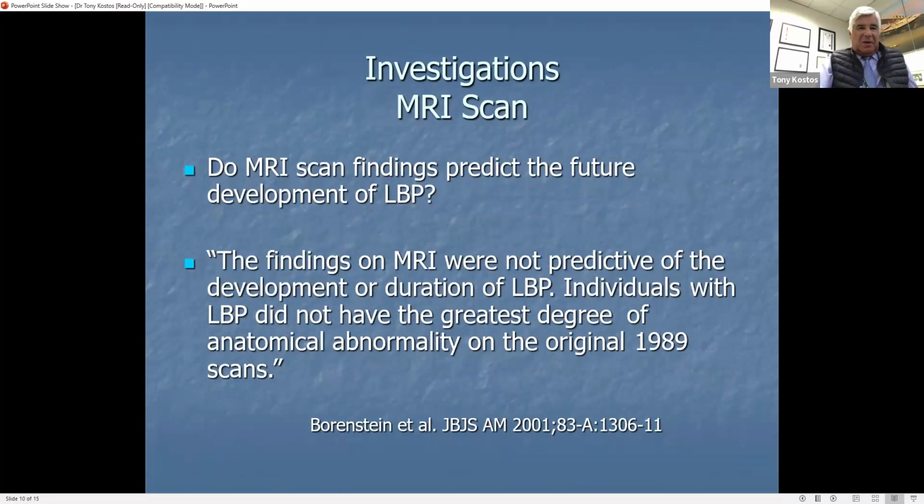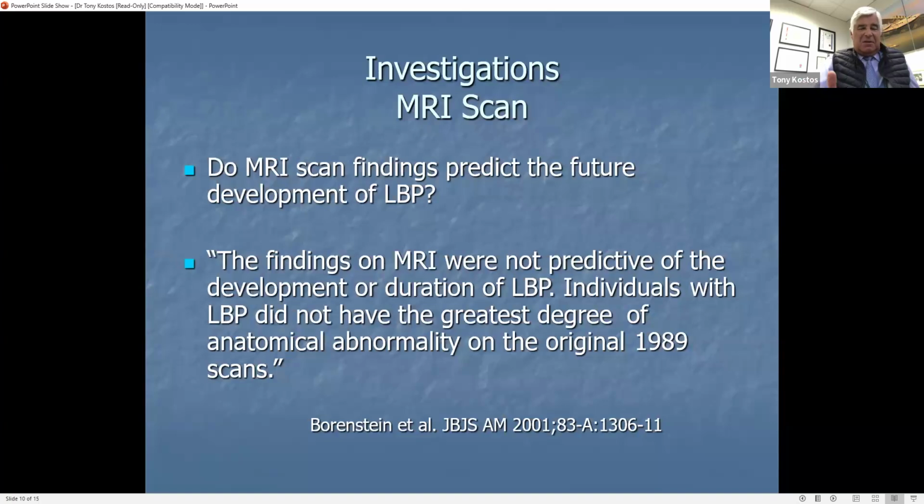So there's been a lot of research into whether MRI scans or any other tests that we do can predict the future development of low back pain. David Borenstein has done a lot of work in this area and published widely. The degree of changes on the MRI scan in asymptomatic individuals didn't predict whether these individuals would develop low back pain at some stage in the future. So the MRI scan can't even tell us that. So they have limited use in diagnosis and predicting what is going to happen in the future.